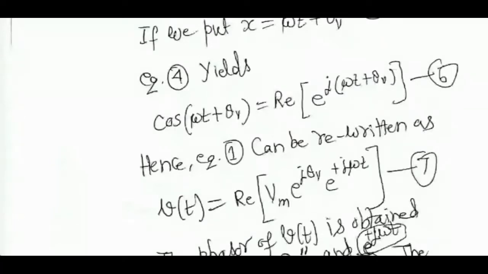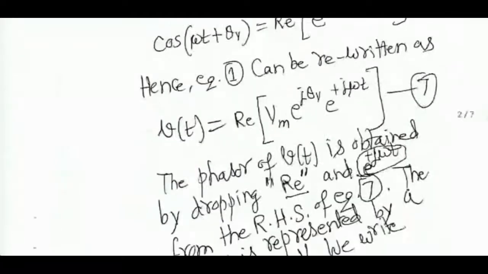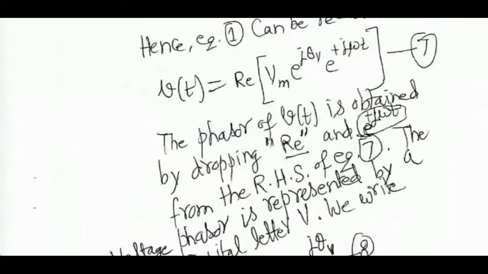And small v, obviously, because it has an amplitude of Vm, that also has to come in to write equation 7. Now, from equation 7, we generate the phasor representation of small v by dropping Re. We know that it's there, but we drop it symbolically. And we also drop e to the power j omega t. We know it's there, but we are not writing it again.